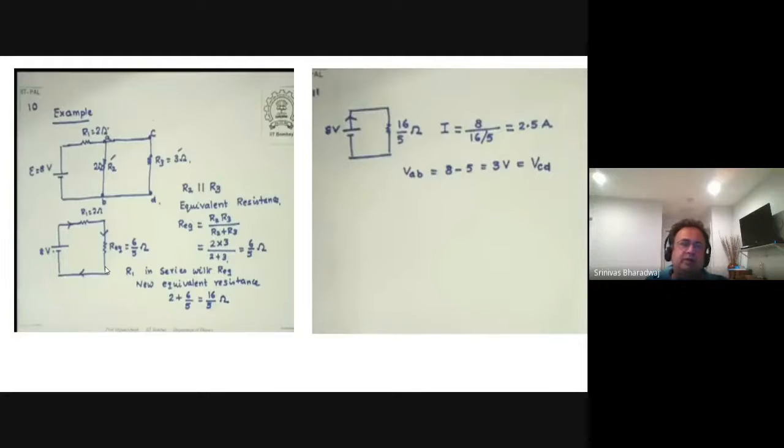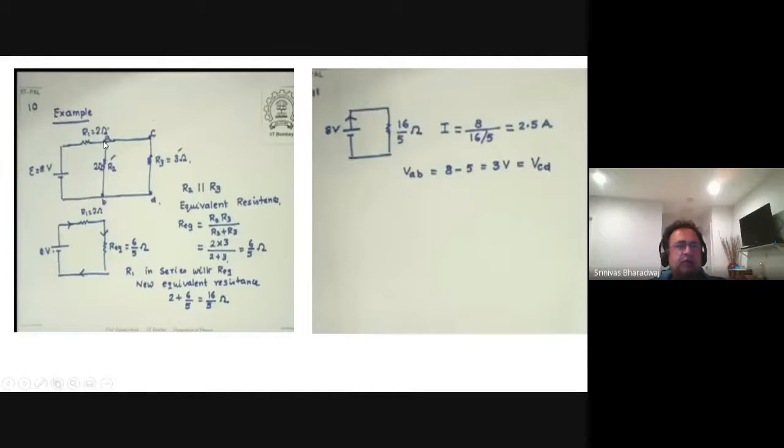Okay. Now, what is the current through this one? To get the current through R2, you have the total voltage between this point and this point. That is 6 by 5 times 2.5, which is 3, right? So the voltage across R1 we said is 2 times 2.5, which is 5. The voltage across REQ is 3, right? So 5 plus 3 is 8, as you notice.